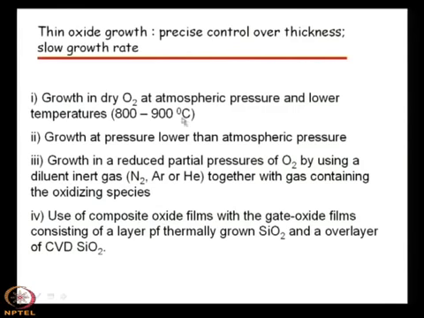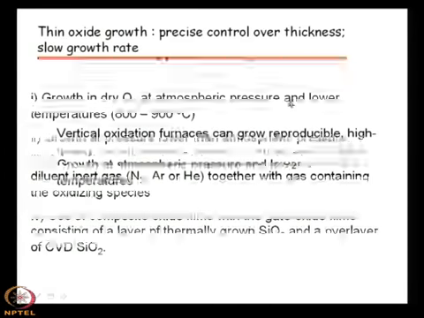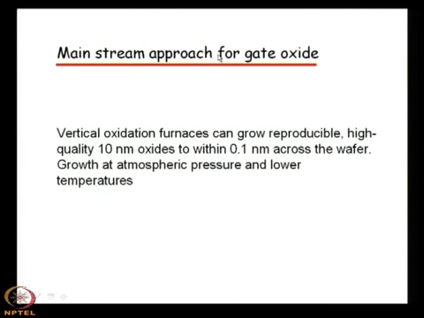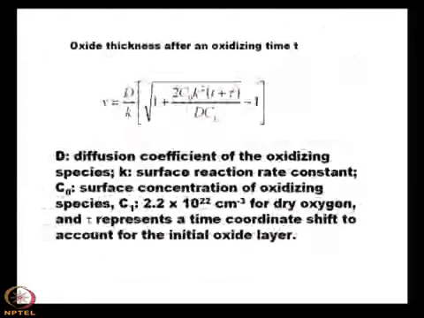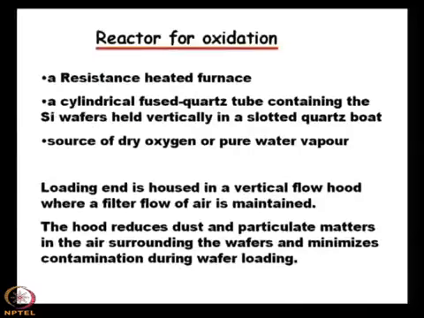There are many other processes that people have reported, but mostly the industry adopted this one, that is the growth in dry oxygen at atmospheric pressure and lower temperature. So, the mainstream approach for gate oxide is that one can use the vertical oxidation furnaces. I have shown you the oxidation furnaces. This is the oxidation furnace that we have discussed earlier.